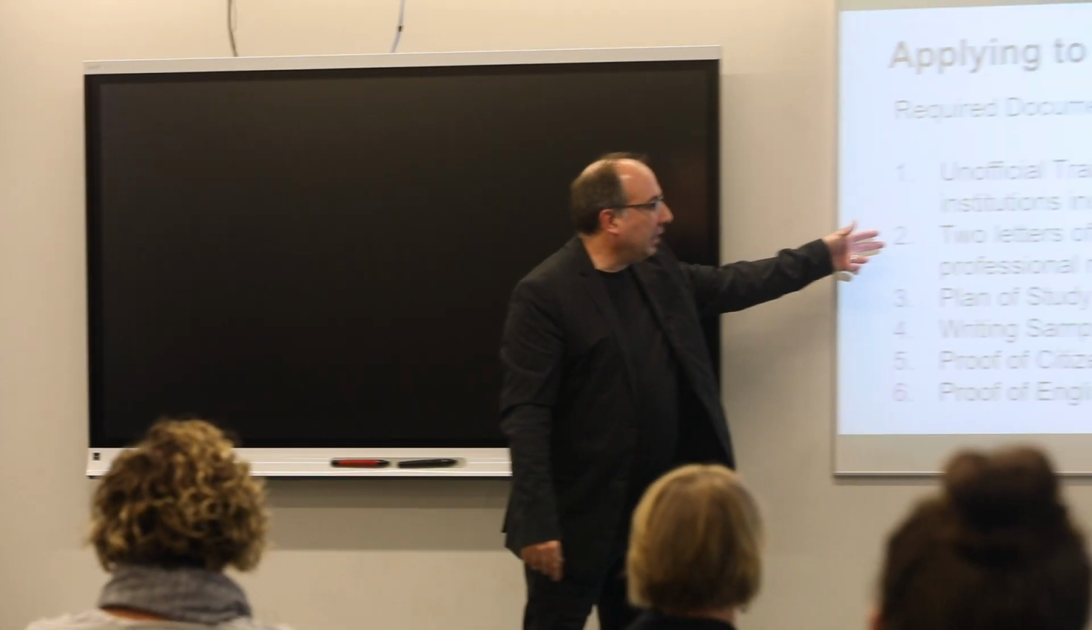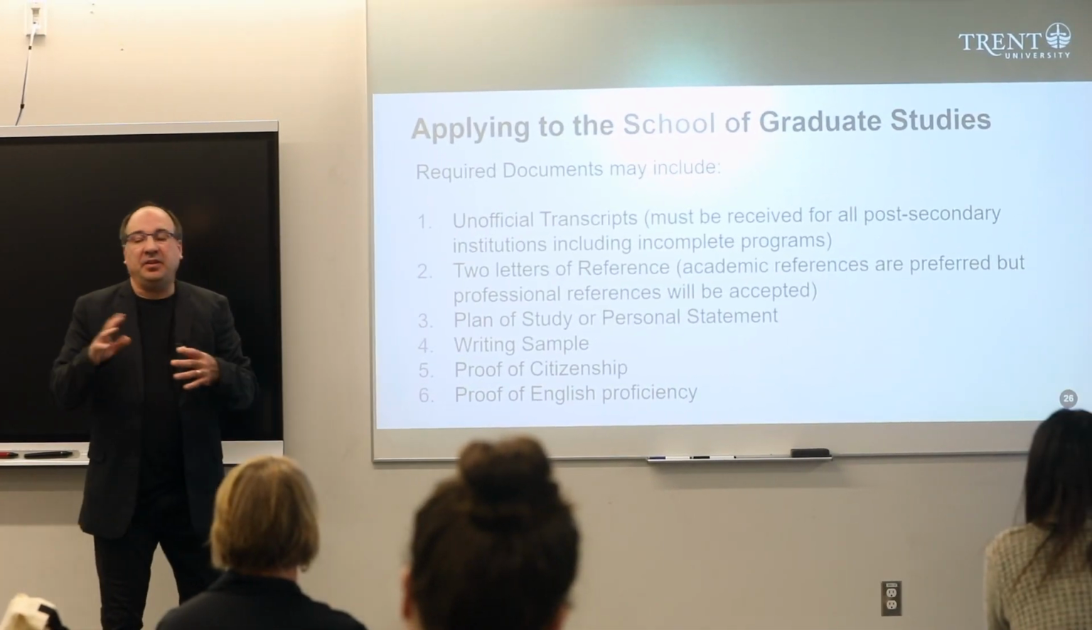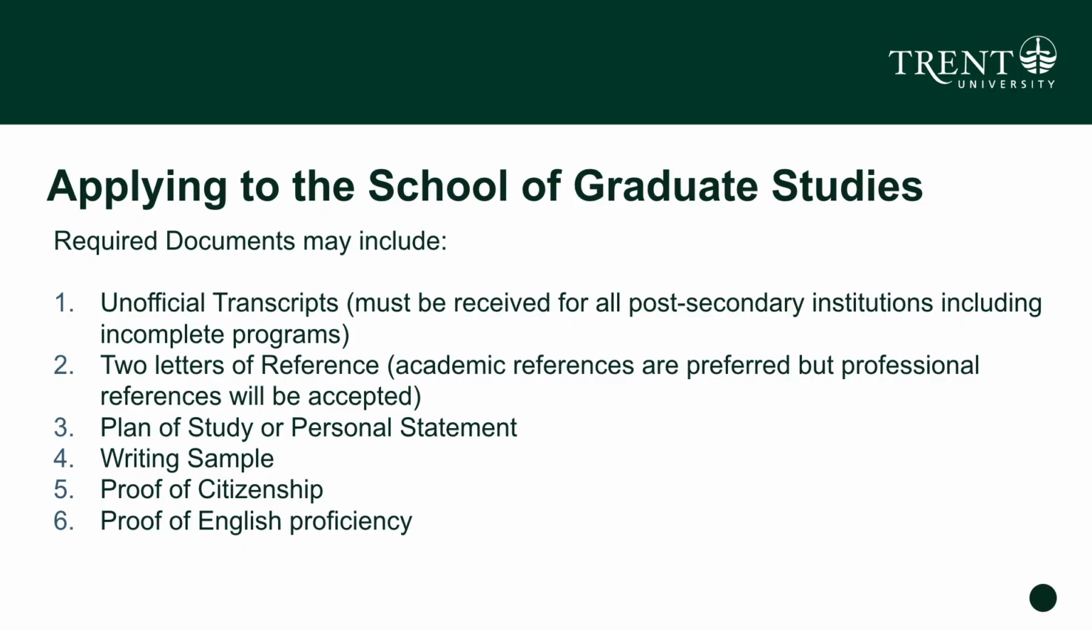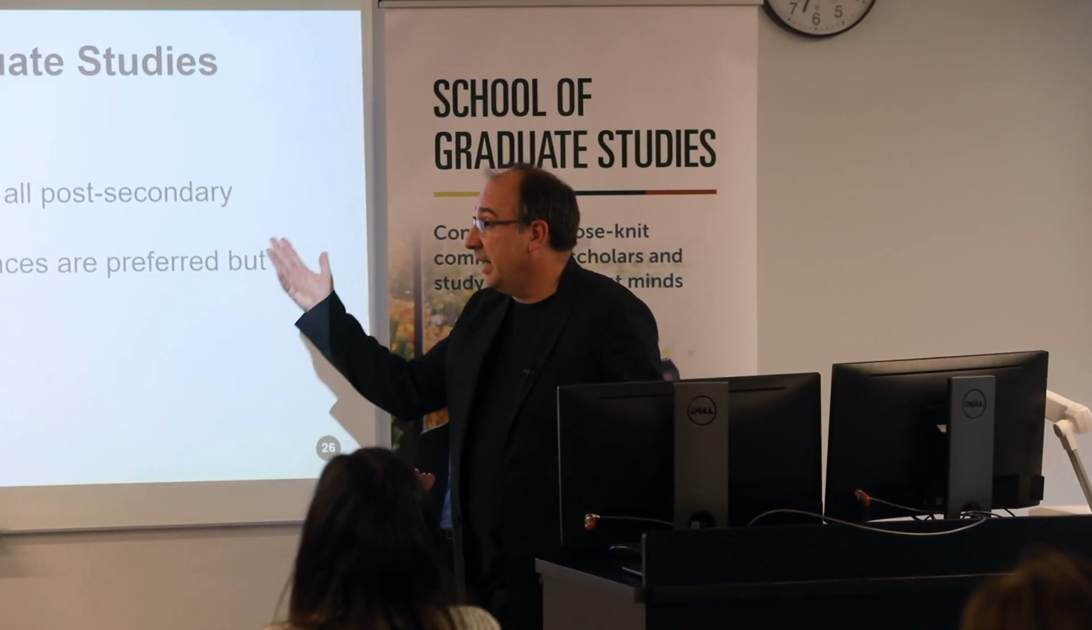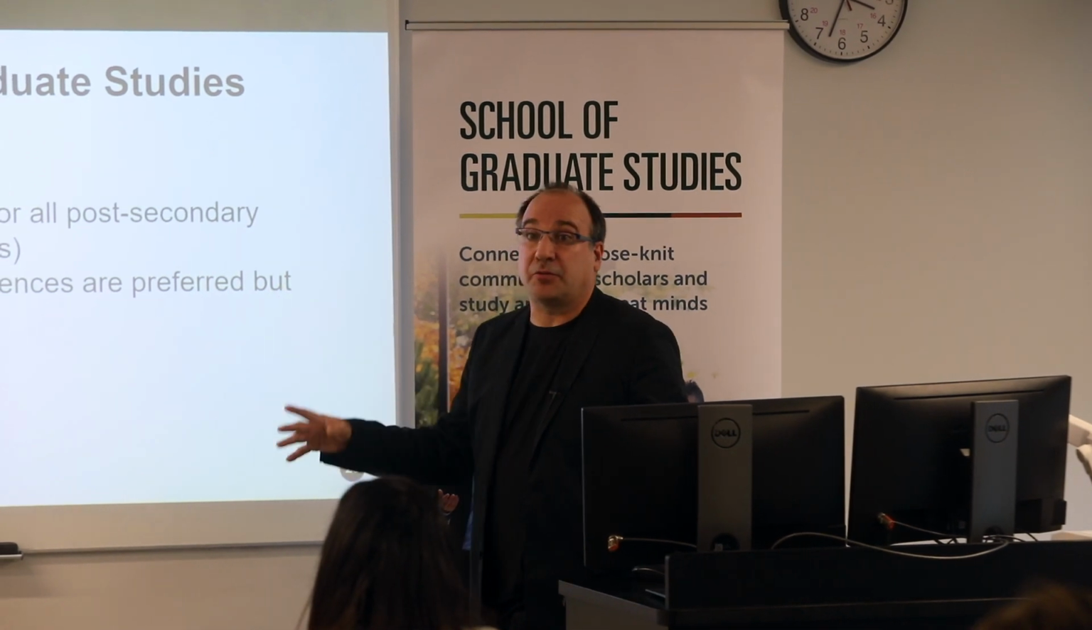You'll need 2 letters of reference. These other components vary depending on the program, so when you go into the website, you should be able to find what requirements, but some will require a plan of study, maybe a personal statement, a writing sample, for example. We also require proof of citizenship and proof of English language proficiency, but again, individual programs may have slightly different requirements. This is a list of most of what's required, but not all programs will require all of this.